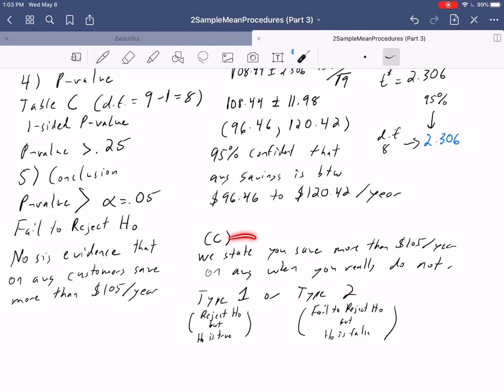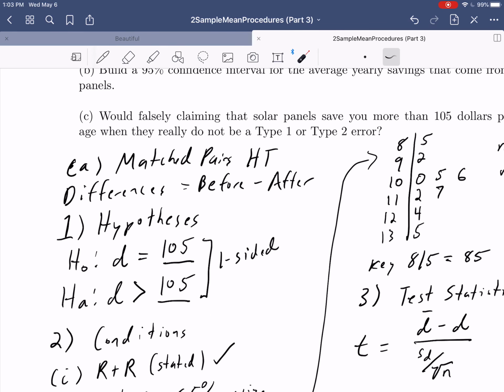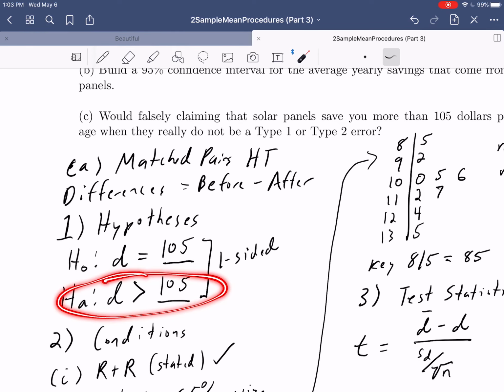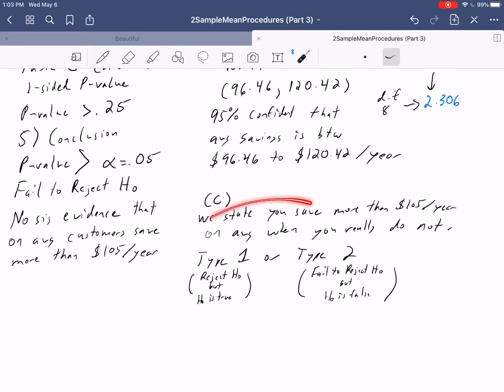Well, to make this sort of error, we have to state you save more than $105 per year. If you go back to your hypotheses, the way we would say that you save more is by going with the alternate. Meaning the only way we would say that you save more than $105 per year is if we throw out the null. So this type of error here would be based on rejecting the null hypothesis. So what we're describing right here would be a type 1 error. So if we decided that you saved more than $105 on average when you really do not, that would be committing a type 1 error.